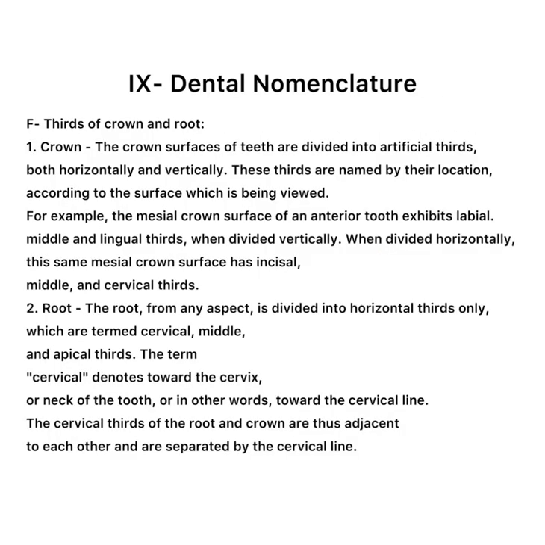Third, of crowns and roots. First, crown. The crown surfaces of teeth are divided into artificial thirds, both horizontally and vertically. These thirds are named by their location according to the surface which is being viewed.